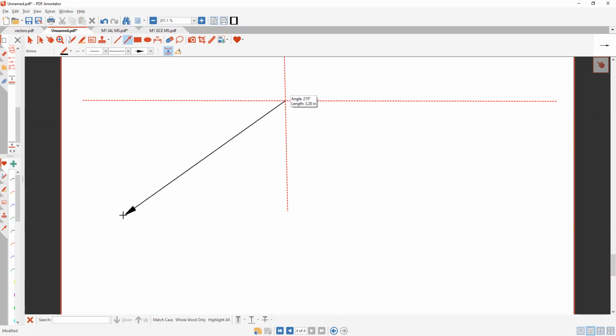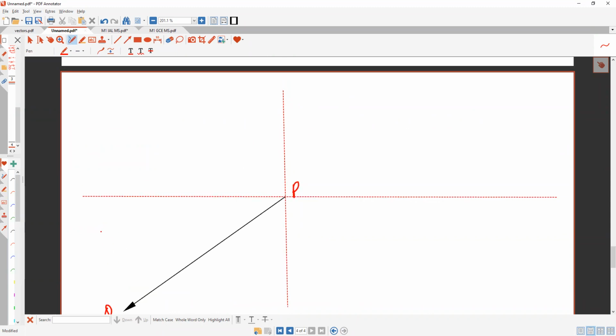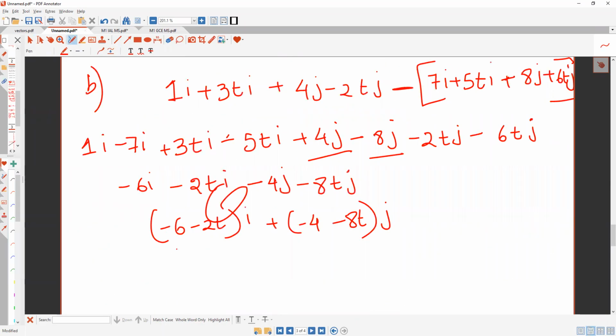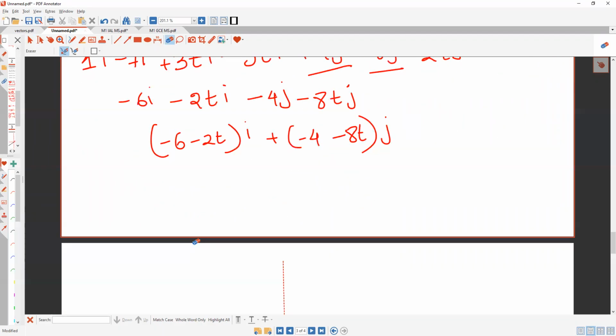Let's say P and Q is like this. So let's say your P is here and your Q is here, and they have a vector. What is this vector? This vector has two things: one is the I coordinate and one is the J coordinate. What is the I coordinate? Minus 6 minus 2T.